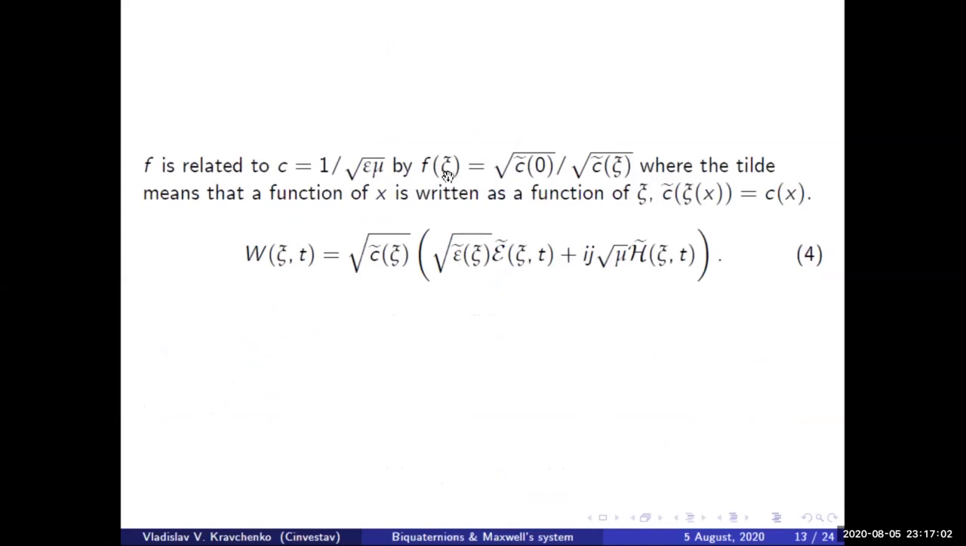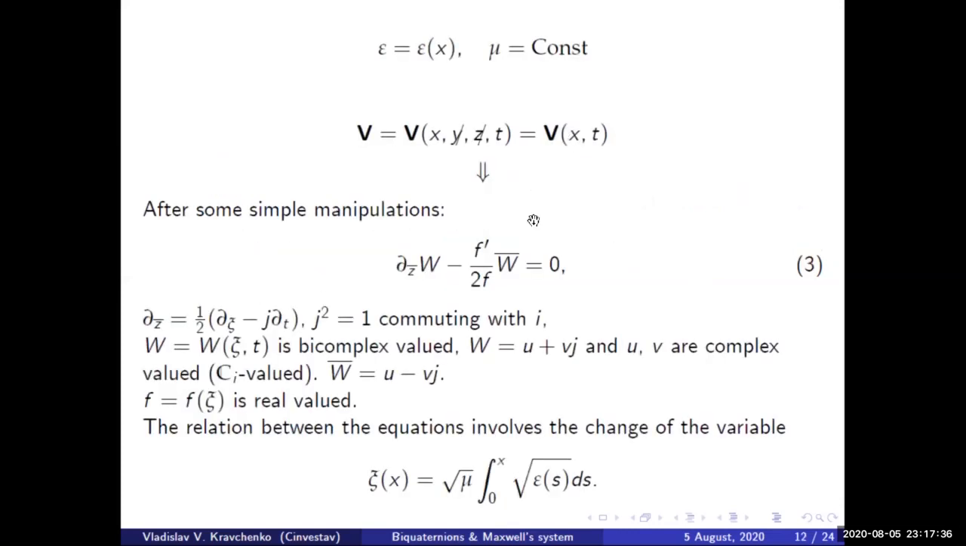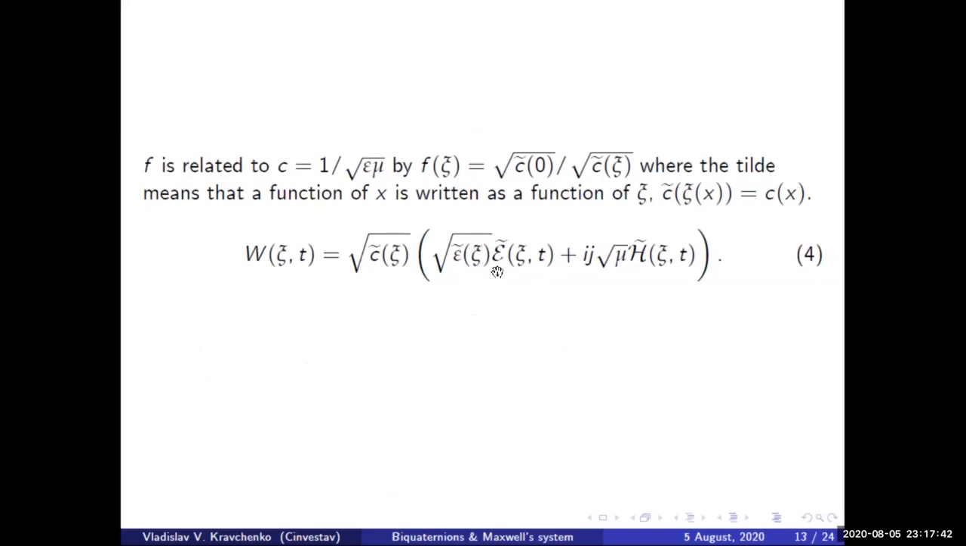So F of xi is related to this epsilon and mu in this way, where tilde here and in what follows means just that the function is written in terms of the new variable xi, instead of x. Okay, so c tilde means that this is the same c, but written in terms of xi. So this W, which appears here in this Vekua type equation, is related with the electric and magnetic fields in this way.